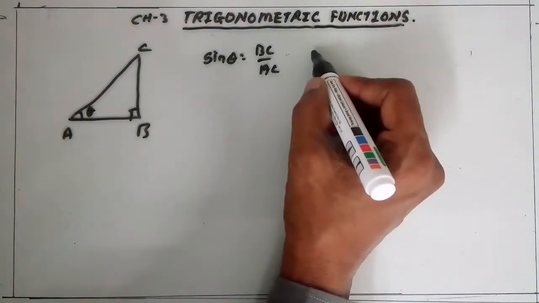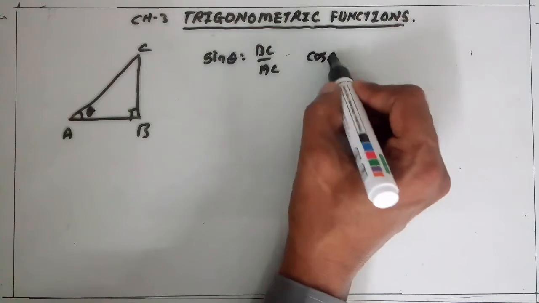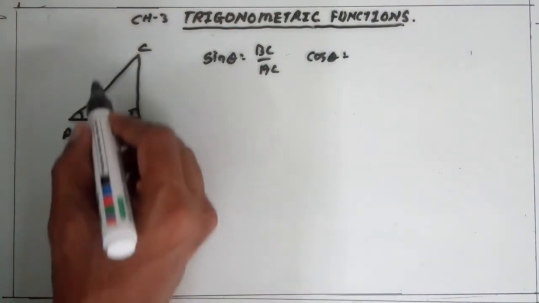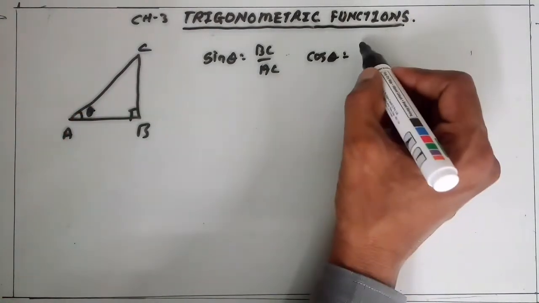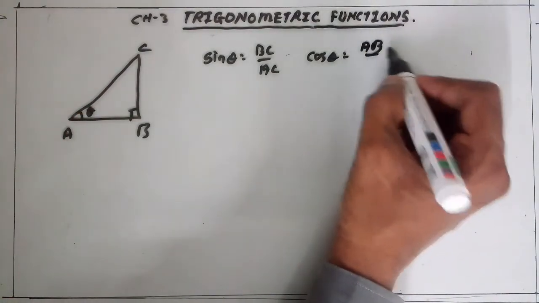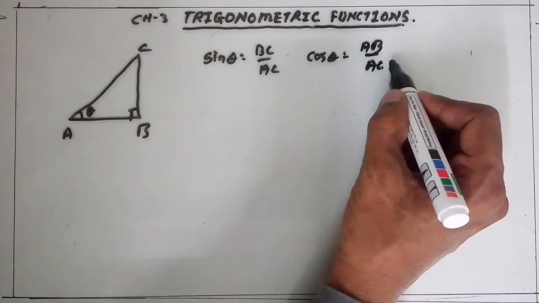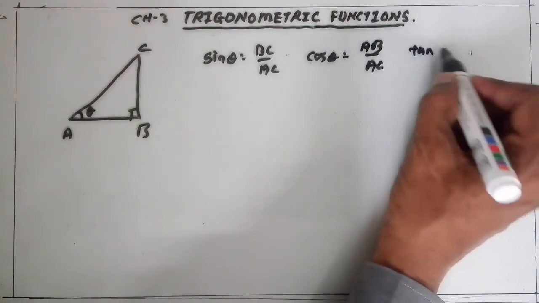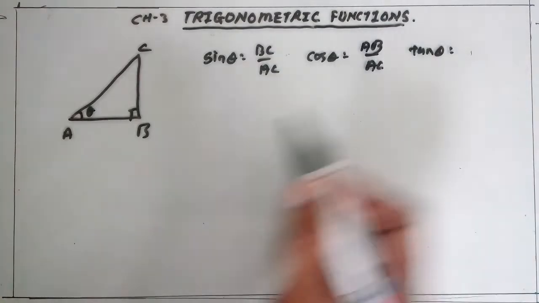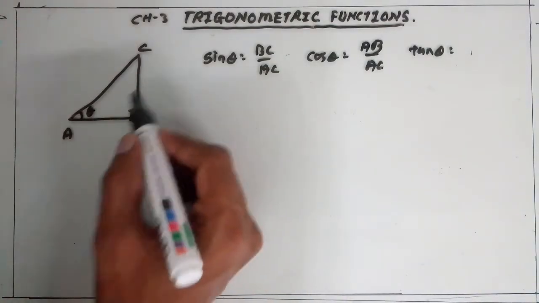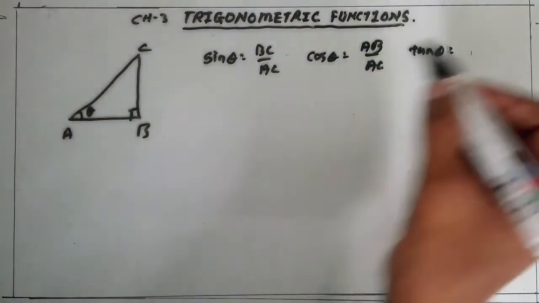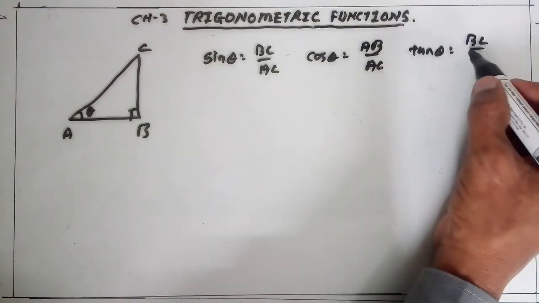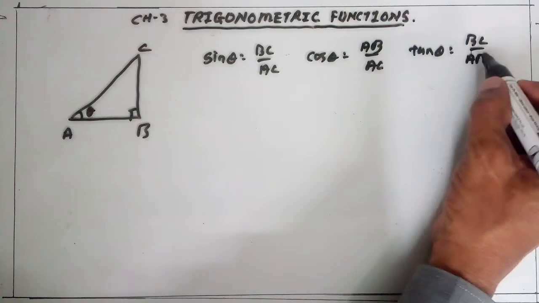Similarly, cos theta is equal to adjacent side upon hypotenuse, that is AB upon AC, and tan theta is equal to opposite side upon adjacent side, that is BC upon AB.